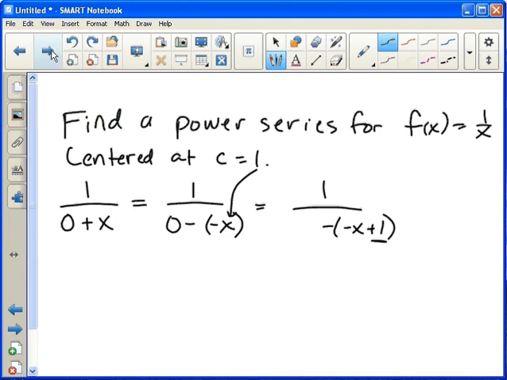If you were to simplify the bottom, you would just get x right back. You notice the two negatives would cancel out, making it positive x, and you'd have 1 minus 1, which is 0. So our function is still equivalent to what we started with. It's just written in a form we can use the geometric power series with. So now, we've fixed the center. It's centered at 1. And the last step is to make sure we have a 1 right here, which we do. So we're finished, and we can write it as a geometric power series. And we do a times r to the n.